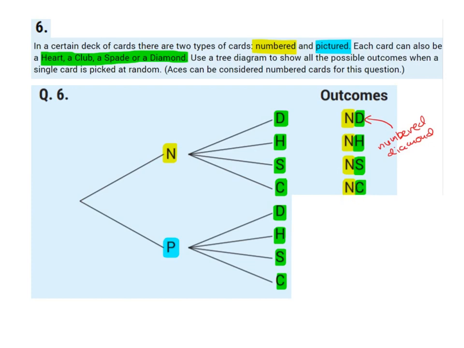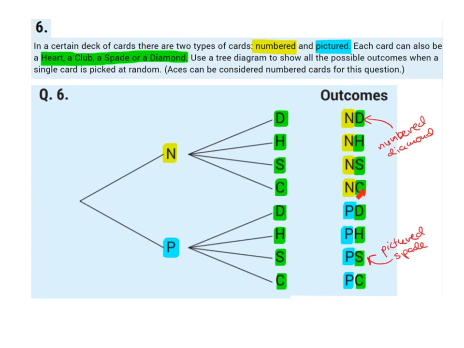Now I'm going to do the same down here with the P, so I'm going to have PD, a pictured diamond. Following again, PH, a pictured heart. Following again, PS, a pictured spade. And lastly, PC, a pictured club.